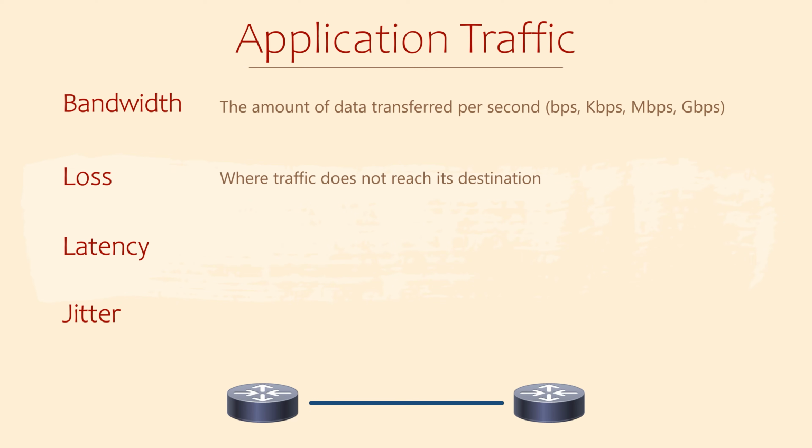Loss is where the traffic does not reach the destination. There may be several places along the network where traffic can be lost. We measure loss in the percentage of packets that didn't arrive. For example, if we send 1,000 packets and 990 arrive, then this link has 1% loss.